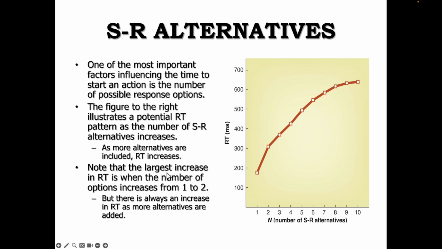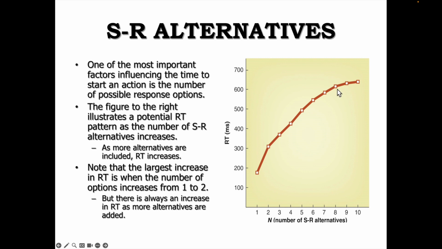Now, another thing to note is that the largest increase in reaction time is going from one possible response to 2 possible responses. So, for example, let's use the sprint example again. Maybe on the gun, you have an option to sprint forward or turn around and sprint backwards. So you've got 2 different response options, okay? Now that's going to be a lot faster than having 9 different responses to choose from, okay? But it's going to have the largest change in reaction time, going from 1 to 2 possible responses.